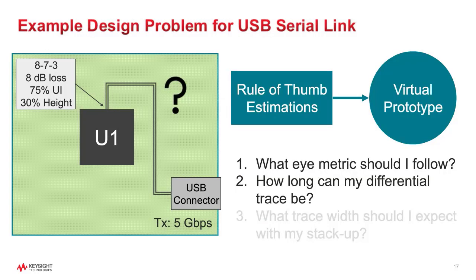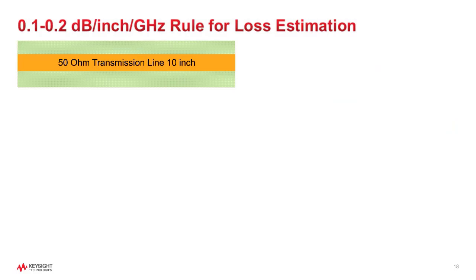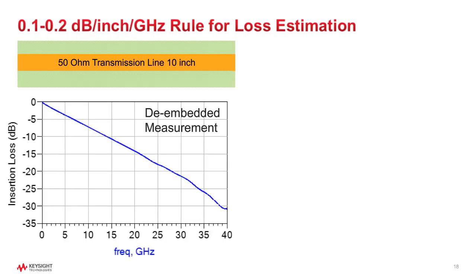Good. We answered our first question: what eye metric should I follow? On the left here, I said A73: 8 dB of loss, 75% UI, and 30% eye height at the receiver. The next question is, how long can my differential traces be? To solve that mystery, we're going to take a look at a 50 ohm transmission line that is 10 inches. This is a measurement of that 10-inch line, de-embedded.